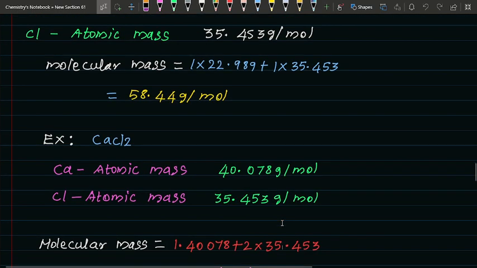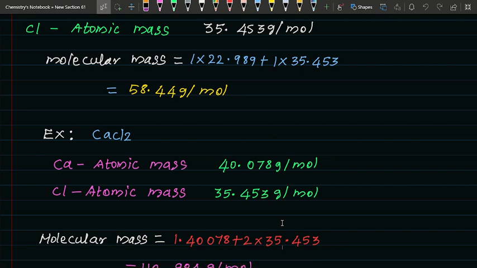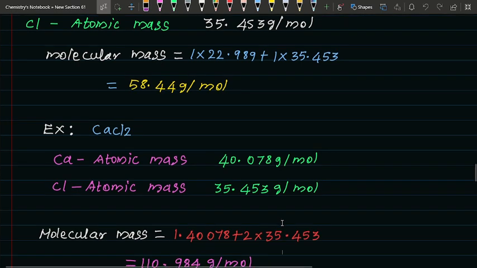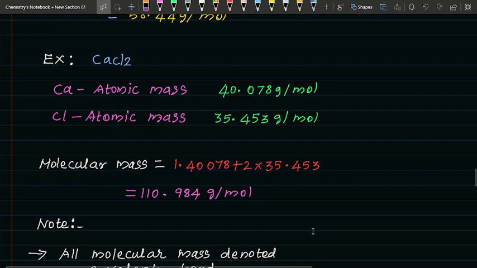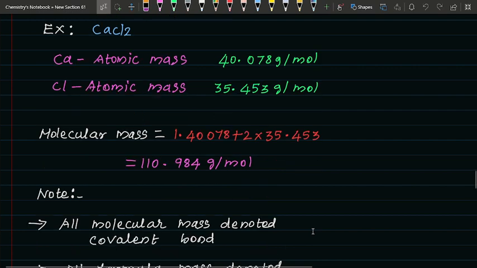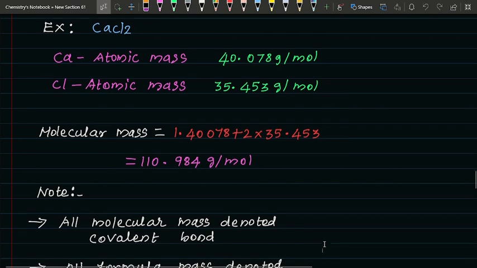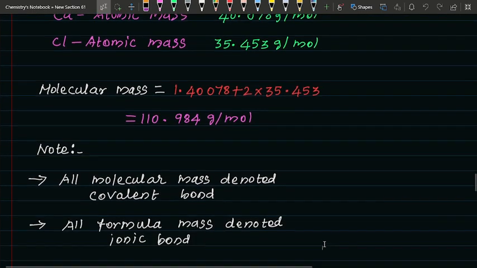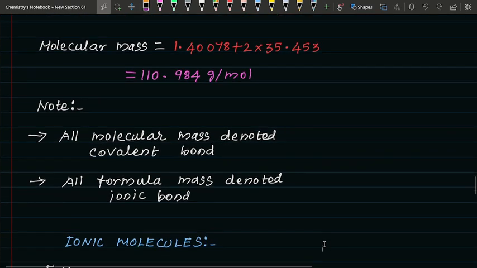For example, calcium dichloride. Calcium atomic mass 40.078 gram per mole. Chlorine atomic mass 35.453 gram per mole. So the formula mass is 40.078 plus 2 times 35.453. Totally we get 110.984 gram per mole. Note, all molecular mass denotes covalent compounds, all formula mass denotes ionic compounds.